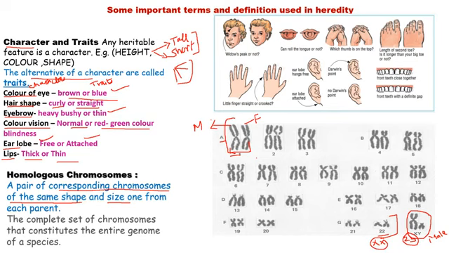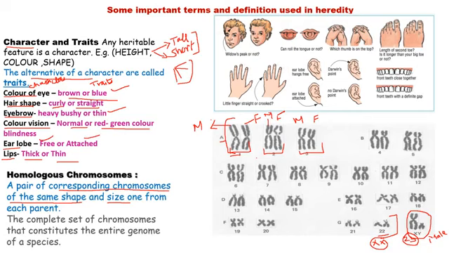And if you see, even this is a homologous pair of chromosomes. One is coming from the mother, the other one from the father, having the same size and shape. Even the third one is a homologous chromosome pair. One is coming from the mother and the other from the father. So here we can see the different pairs of chromosomes.